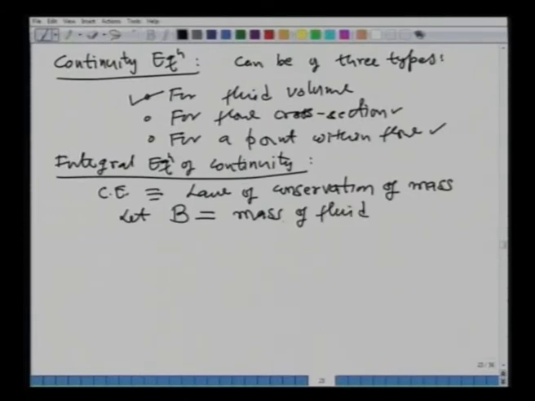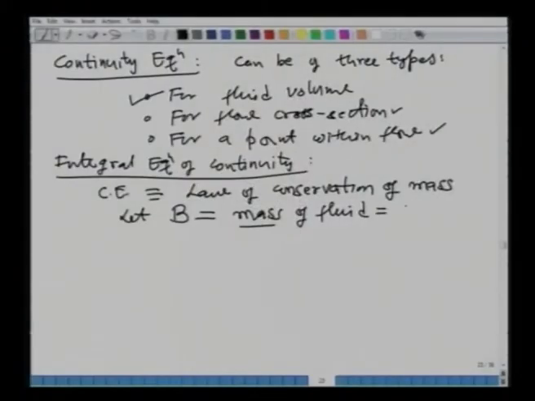As we said, we derived this general control volume theorem, or the Reynolds transport theorem, for any general extensive property, and when we are trying to derive the continuity equation, it is written for mass. So, we will take capital B equal to the mass of the fluid that is flowing. So, mass is the extensive property.